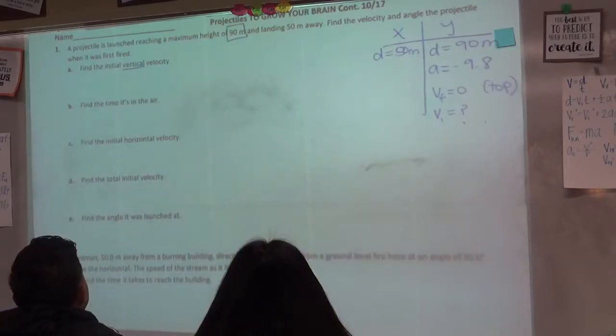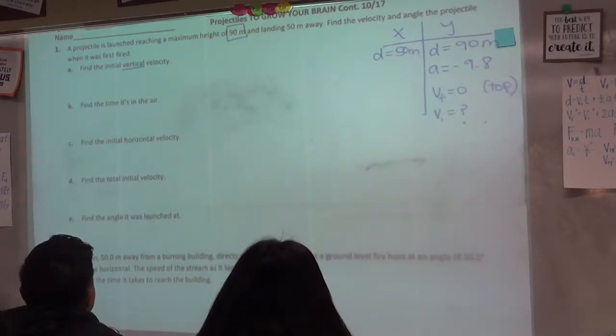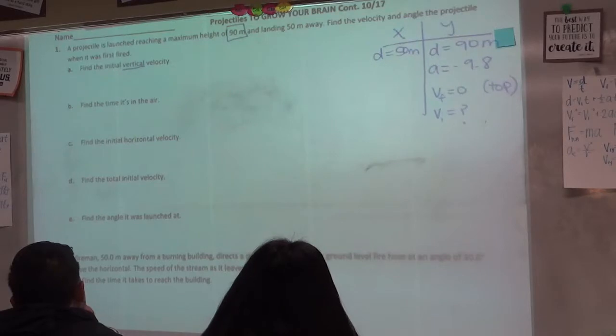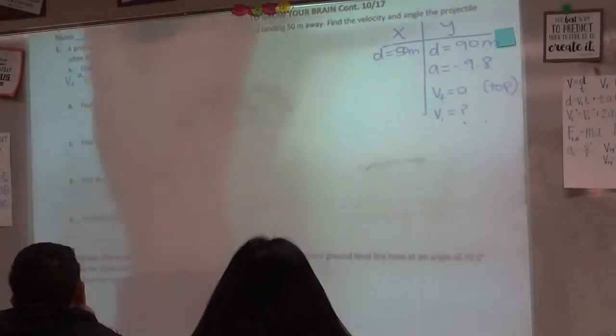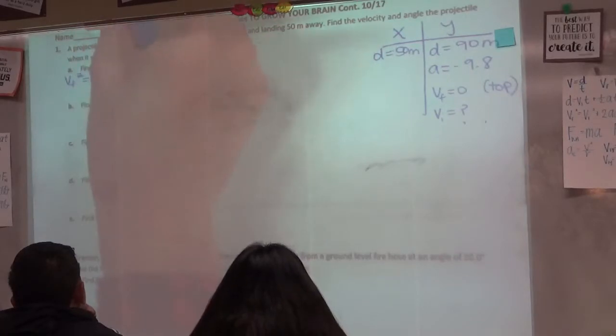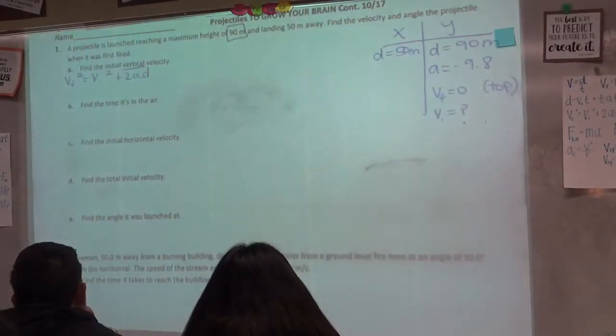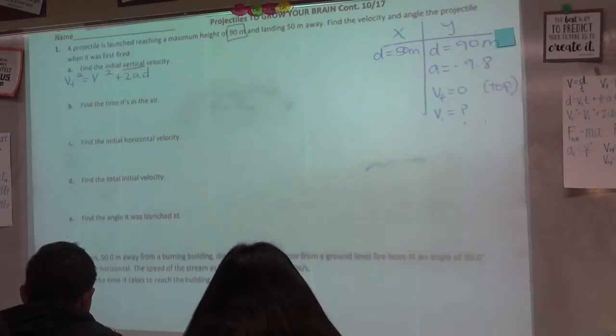What equation can we use? There's two equations to start with VF. Which one is it? VF equals VI plus AT or the VF squared equation? VF squared. Why that one? Good, because we have the distance. So you're going to go ahead and plug in, find the initial velocity, VI. If you need help solving it, call me over.